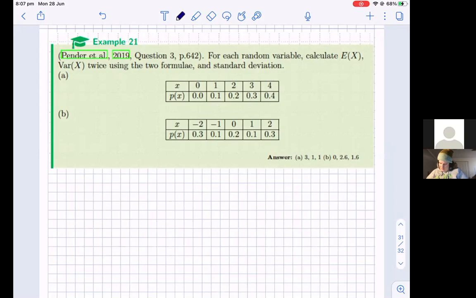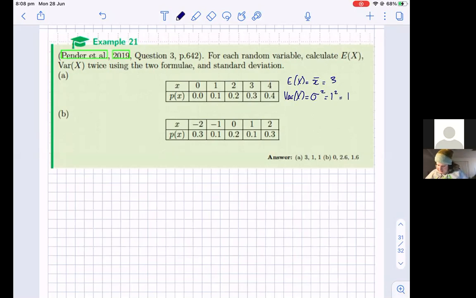Okay, press shift stat 1. I want information about 1-variable. E of x is the same as x bar, which in this situation came out as 3. And the variance of x is sigma squared. So in this situation, it's 1 squared, which is 1.